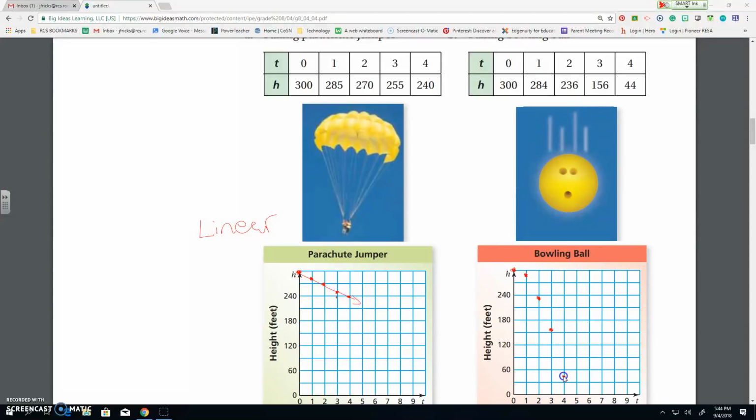So 44 is going to come somewhere between 30 and 60. So if you look at this one, once again, it's another curved line. So this would not be an example of a linear function.